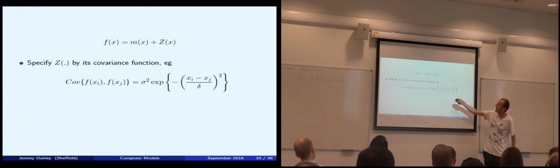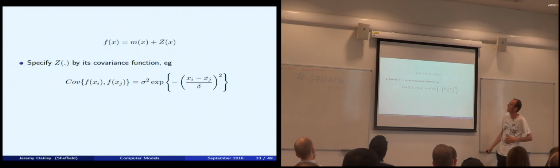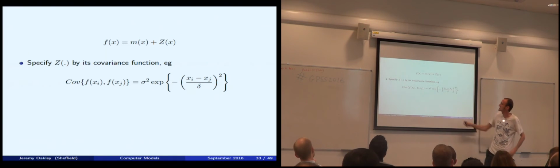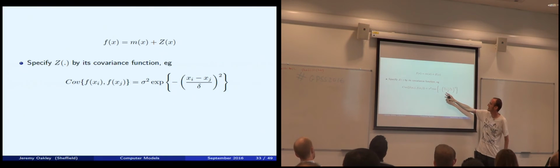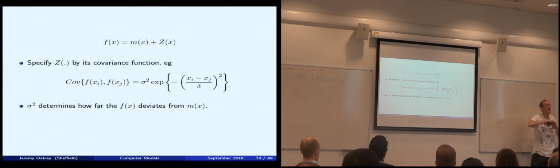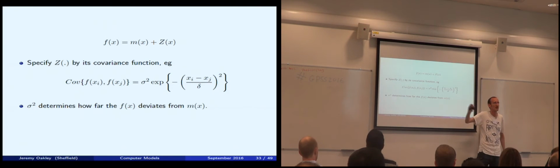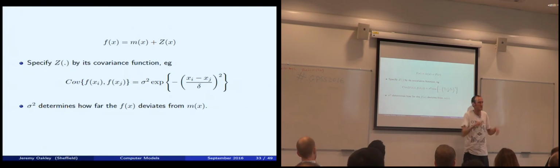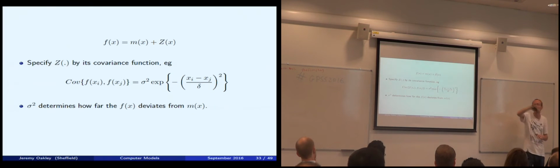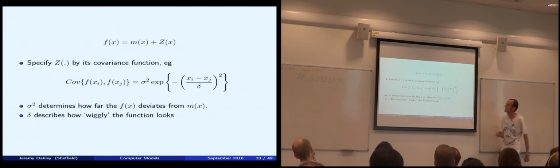Okay, so we have to specify z. So z is going to have a zero mean. So the thing we have to specify is this covariance function. It's fairly similar to, I think, where Neil was writing it. We've got these two parameters in this particular one-dimensional case, delta and sigma squared. Sigma squared describes how far your function f deviates from the mean. If you're doing this with a zero mean, sigma squared describes the range of the function, deviation from zero, if you like. And then delta describes how wiggly the function looks.